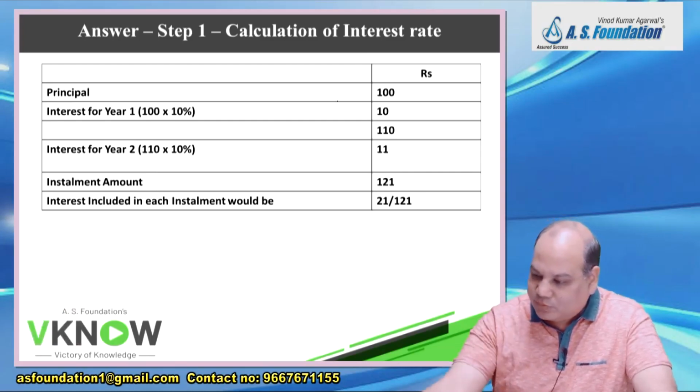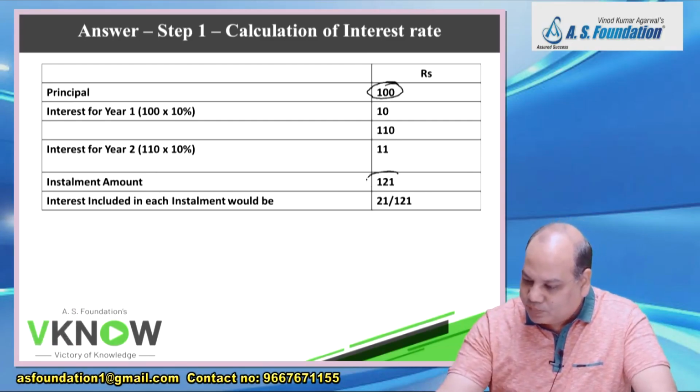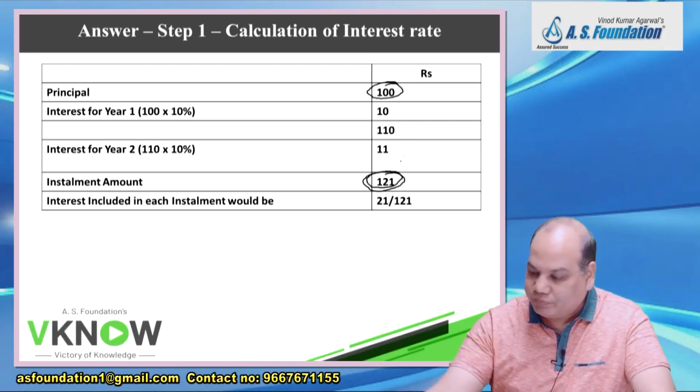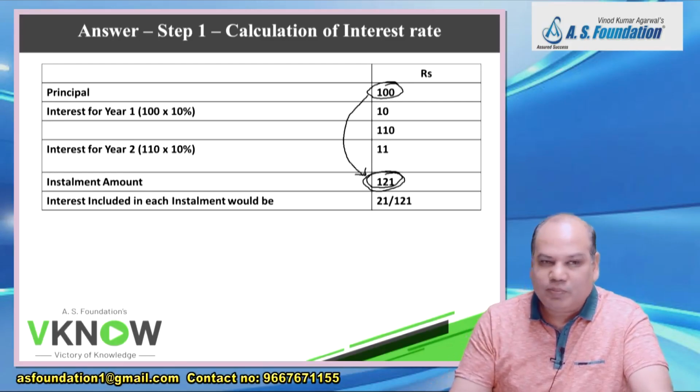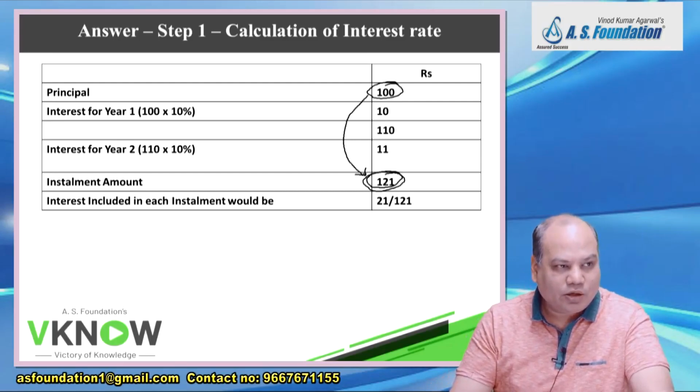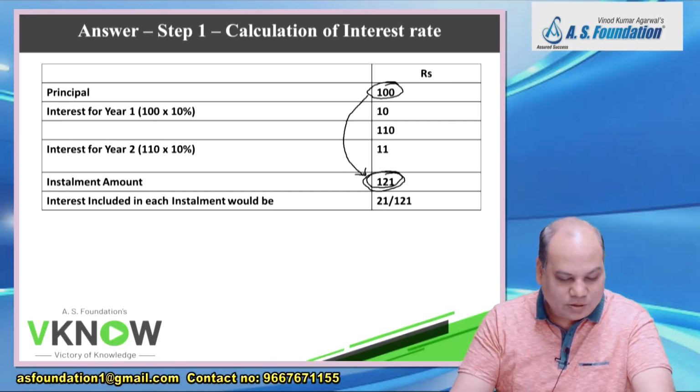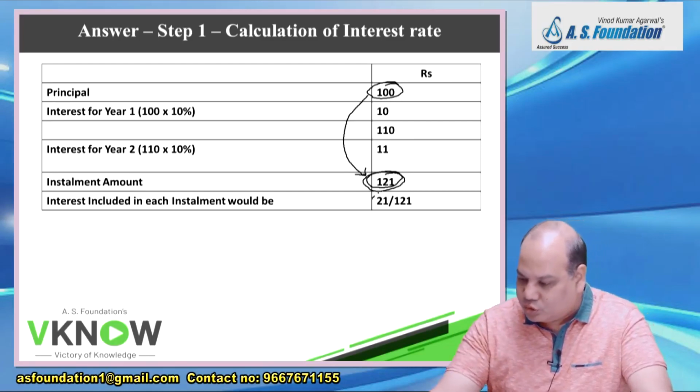If the principal is 100 and if you pay after a gap of 2 years, and if the interest is compounded annually, you will end up paying 121. So how much is the interest included in each installment? Interest included in each installment will be 21 upon 121. So this ratio you will apply to find the interest.